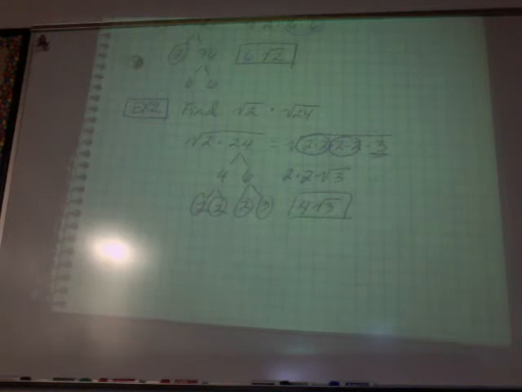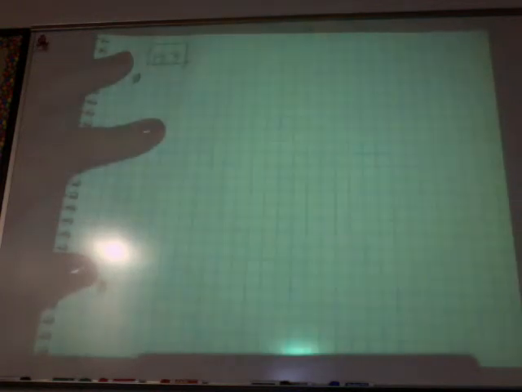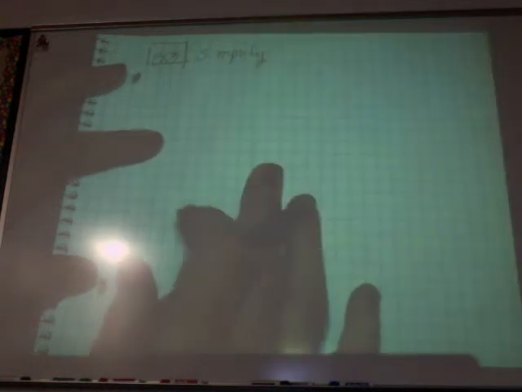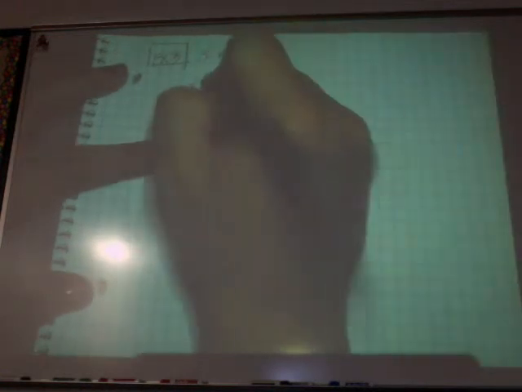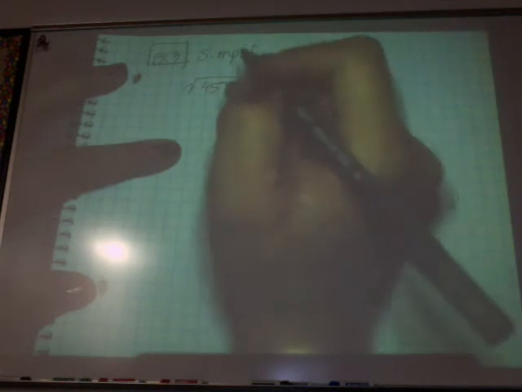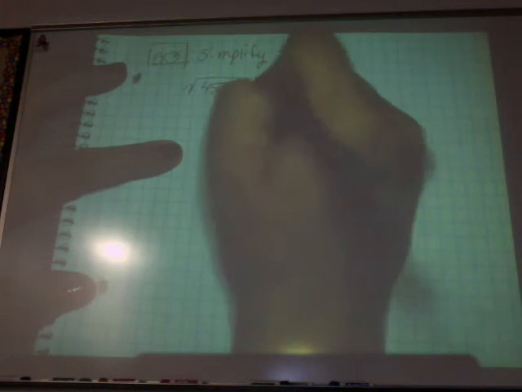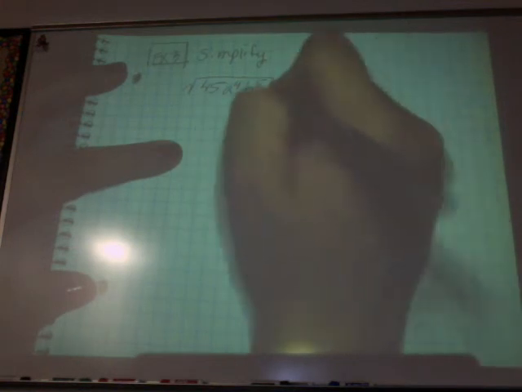All right, so then let's look at something with variables. Example 3. Simplify the square root of 45, a to the 4th, b to the 5th, c to the 6th.